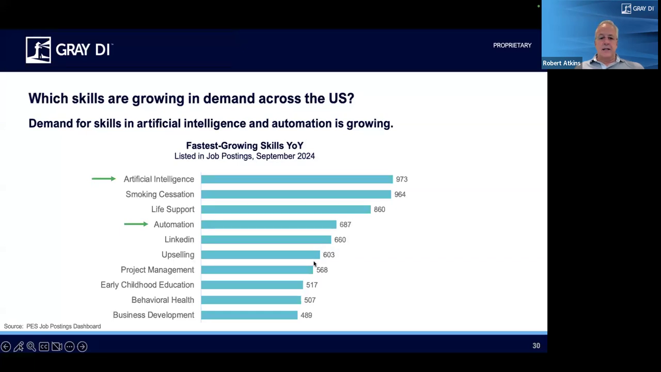Then you can see LinkedIn, upselling, project management, early childhood education, behavioral health, and business development as our fastest growing skills in September.